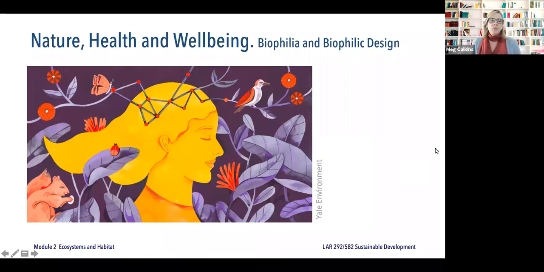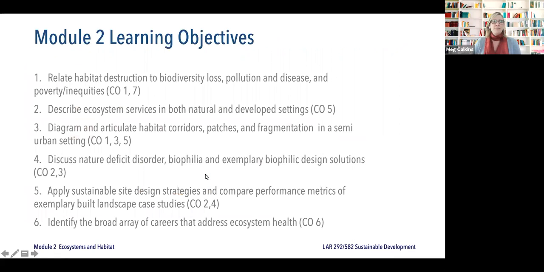And then we'll finish the module with some work related to nature, health, and well-being. Specifically, we will focus on biophilia and biophilic design. This is a human affinity for nature, and the health and well-being benefits that come from being in nature, and how we can design landscapes and buildings for that. Lastly, these are the learning objectives for Module 2. I'll just let you look these over. This is basically what we've talked about today, and I look forward to working with you on this module.